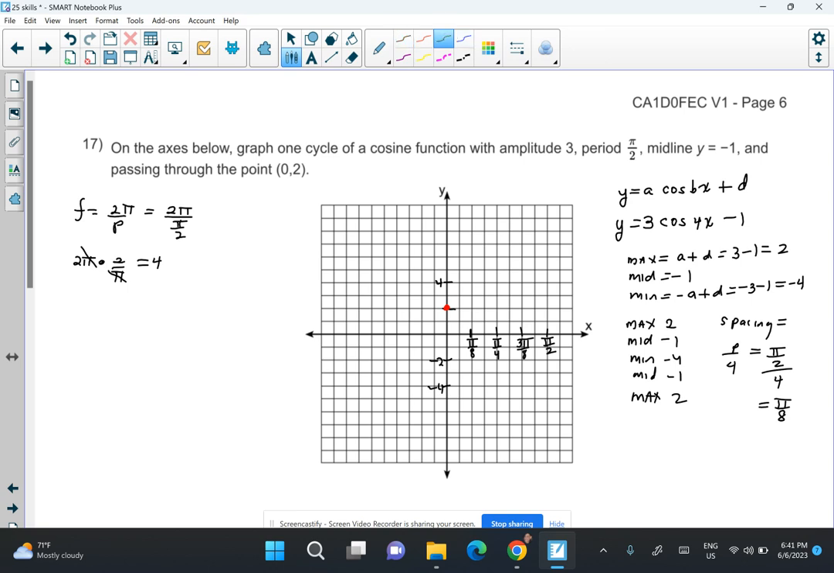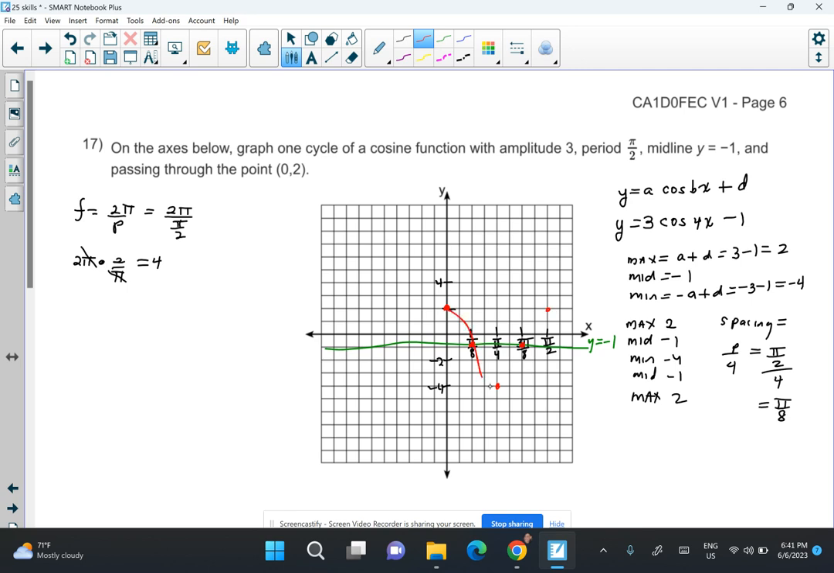The other thing that's a good idea to graph is the vertical shift, and the vertical shift is y equals -1. I'm doing that in green. And now we're about to graph. So the pattern is 2, -1, -4, -1, and back to 2.